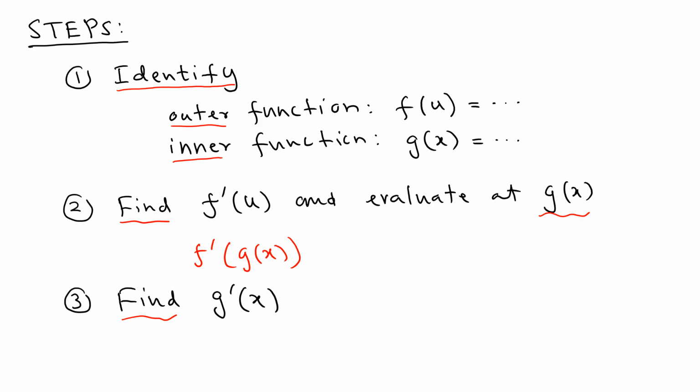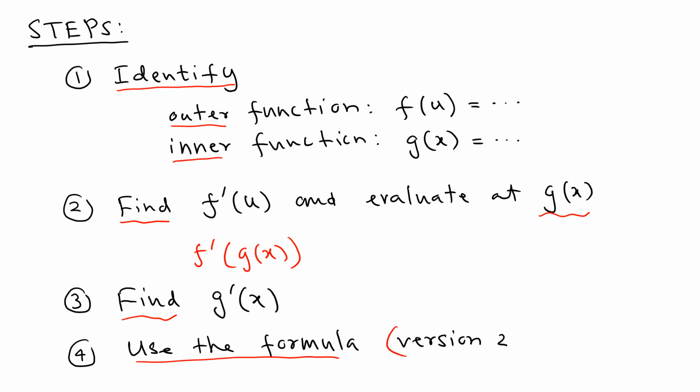The fourth step is to use the formula of version 2. And the fifth step is to simplify, so we get to the final version of the answer. I should say, if possible, because there may be situations where it would be difficult to do. So we can simplify if possible. Those are the 5 steps to do a problem like that.